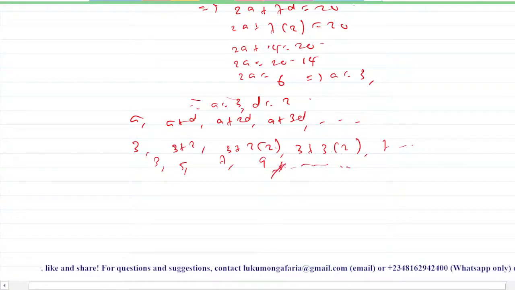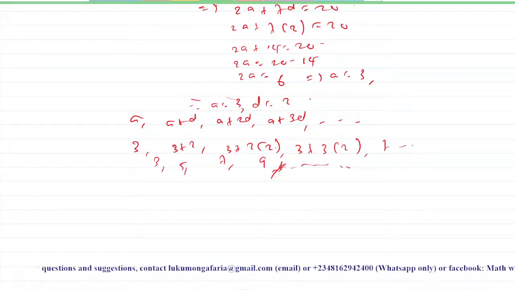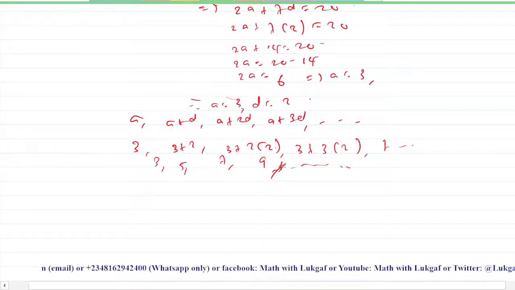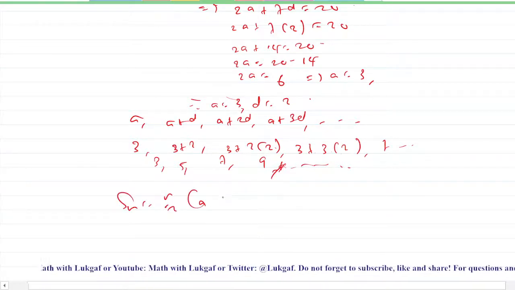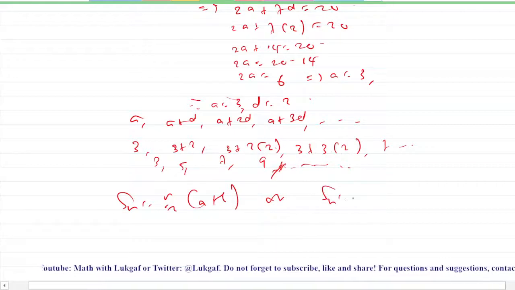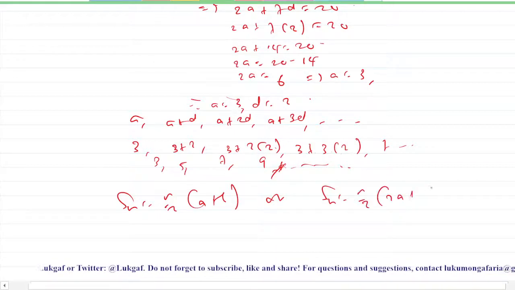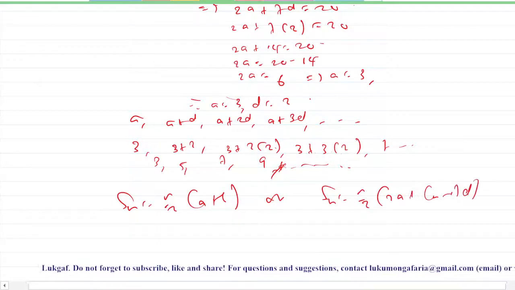If you understand, don't forget I said I derived how you can find the sum of an AP. I derived two formulas. The one having the last term as a parameter, which is S_n equal to n divided by 2 into a plus l, or S_n equal to n over 2 into 2a plus n minus 1 d. You can use one of these formulas to find the sum of the AP.